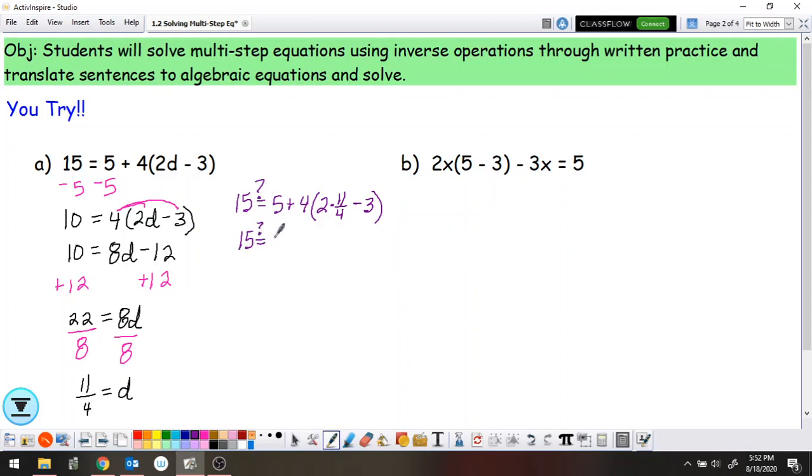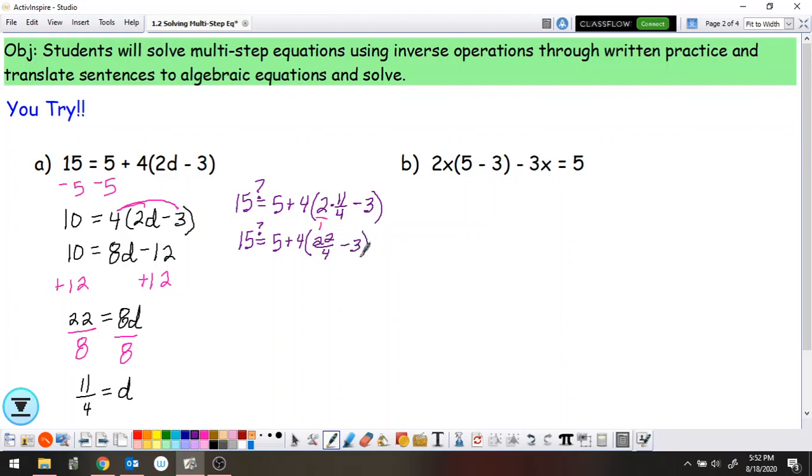So we have 5 plus 4, and let's simplify what's in parentheses first. So we have 2 times the 11 fourths. So when I multiply here, you need to keep in mind that the 2 is like 2 over 1. And when you multiply fractions, you multiply straight across. So that's 22 over 4 minus 3.